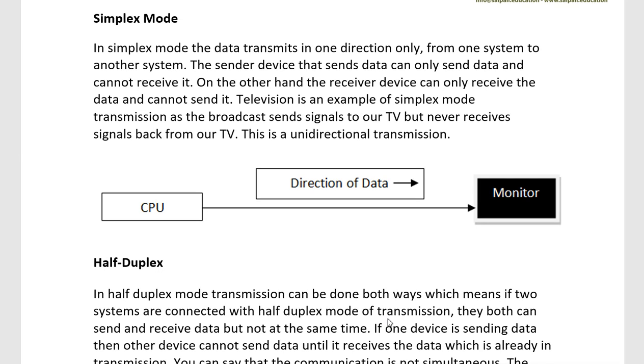Transmission, as the broadcast sends signals to our TV but never receives signals back from our TV. This is unidirectional transmission, or we can say radio transmission also. These are simplex mode of transmission, where only one direction transmission will happen. So the sender will send the data and only send the data, and the receiver only receives the data, it will never send it.